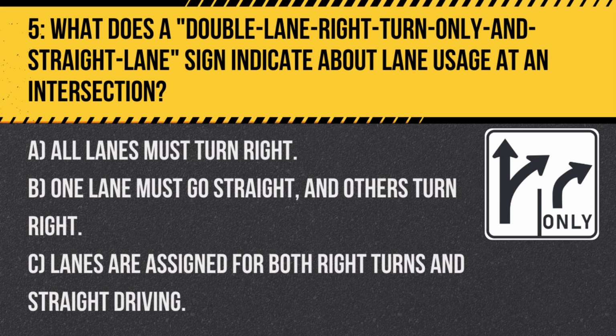Question 5. What does a double-lane right turn only and straight lane sign indicate about lane usage at an intersection? A. All lanes must turn right. B. One lane must go straight and others turn right. C. Lanes are assigned for both right turns and straight driving.